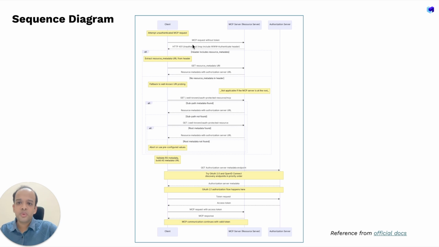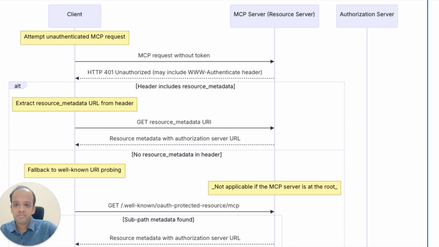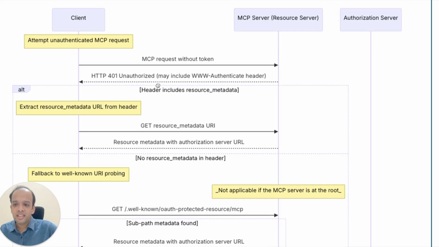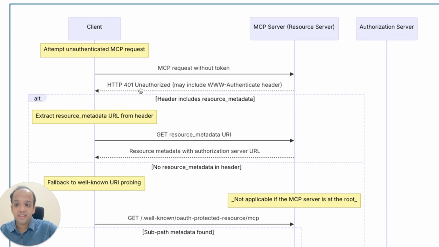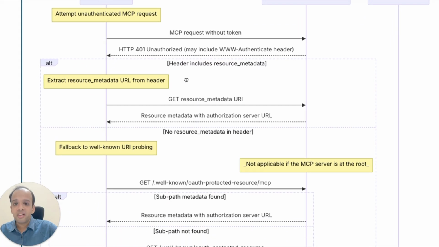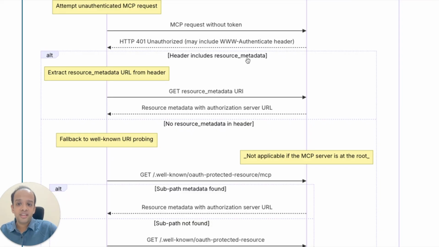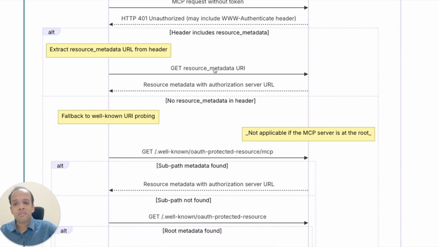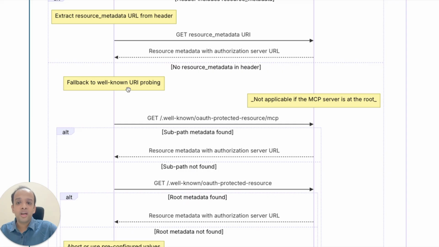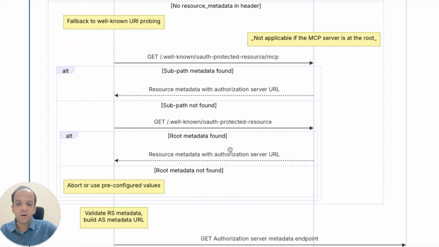Now let's go over the sequence of how this all actually happens. The client first attempts an unauthenticated MCP request. Let me zoom in a bit. That basically gives an HTTP 401 Unauthorized error. Then the protected resource metadata flow is triggered. If the header includes the resource metadata, then that authorization server URL is returned. Otherwise, there is a fallback option where well-known URI probing is done, and then finally the authorization server URL is returned. If you want to know more, you can read the official MCP authorization spec.